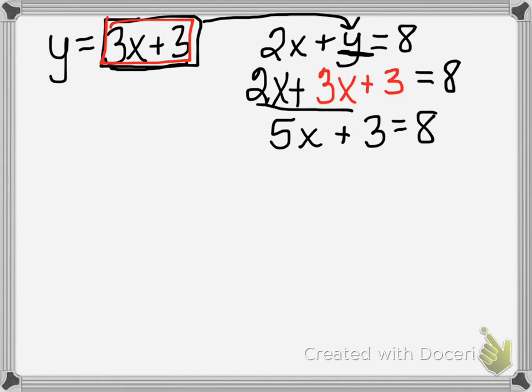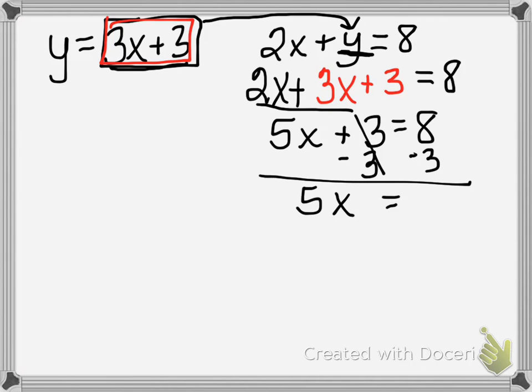We know how to get x by itself. Since this is a plus 3, I'm going to minus 3 from both sides of the equal sign. We know whatever we do on one side, we have to do on the other. So I have 5x equals 5.